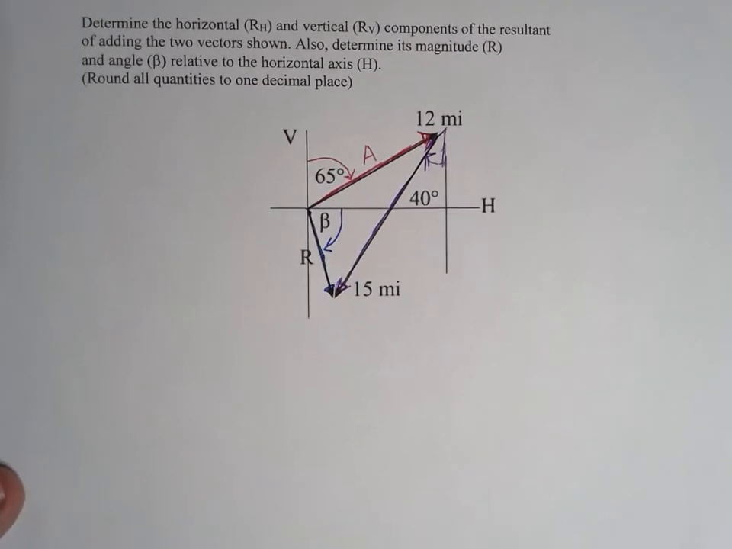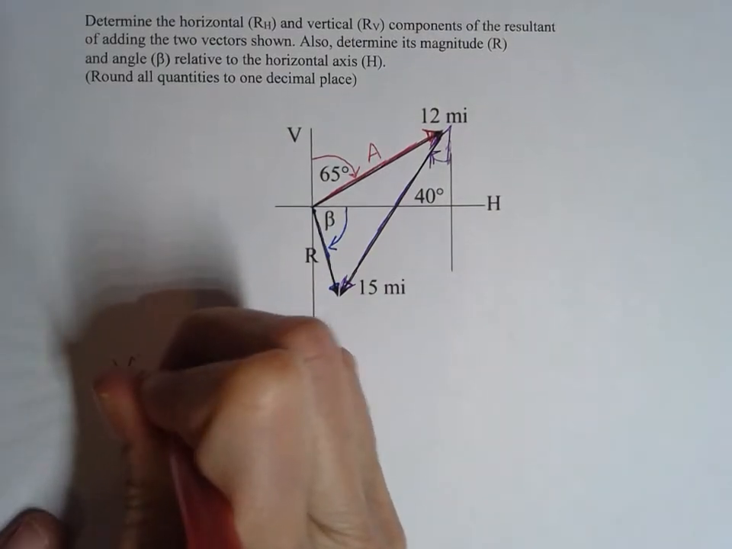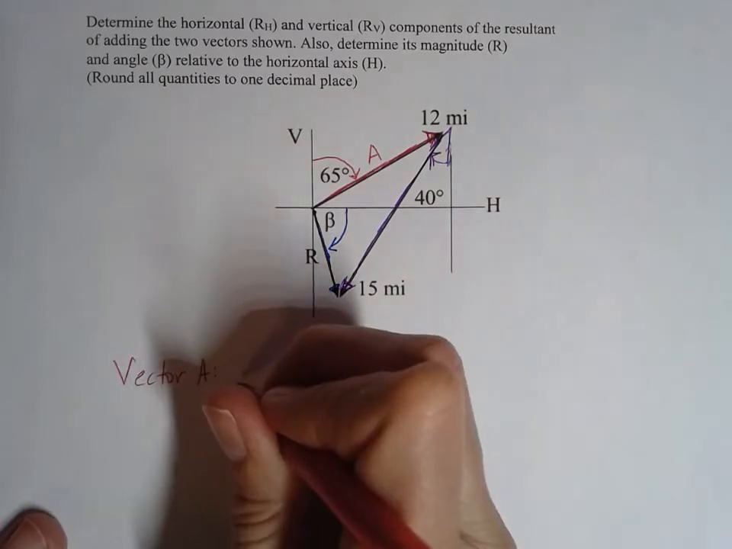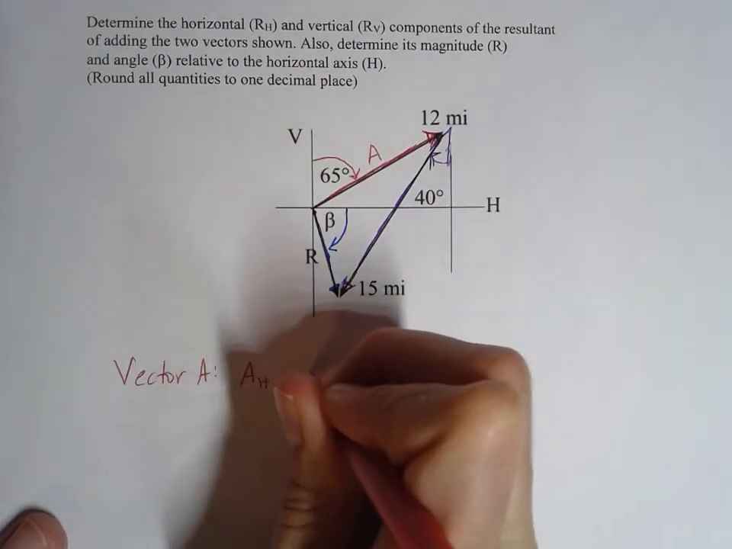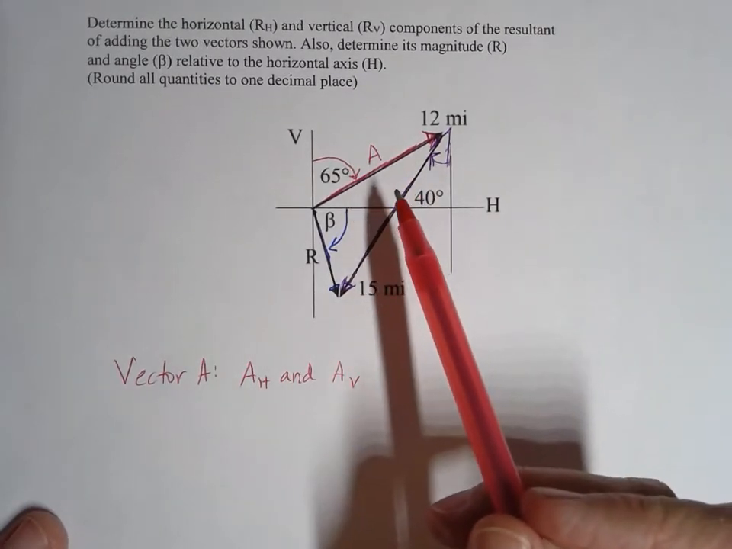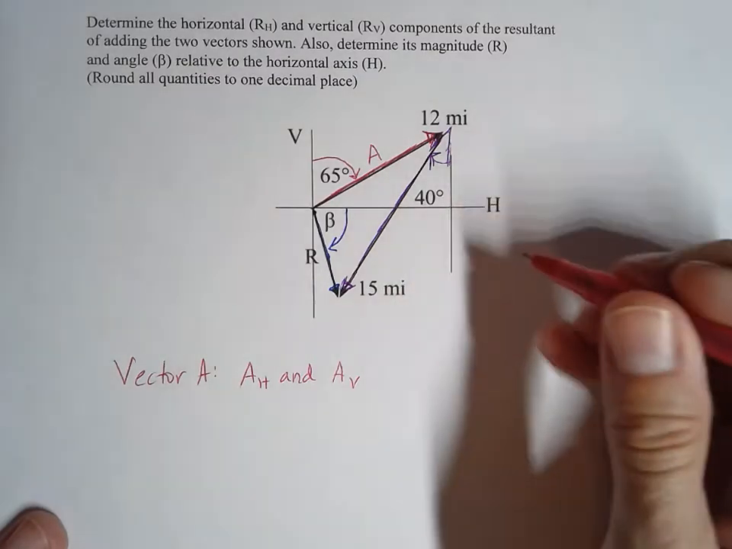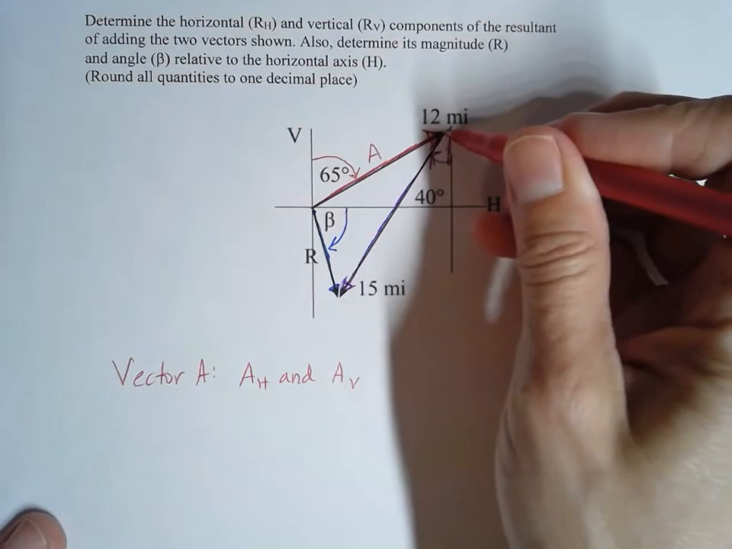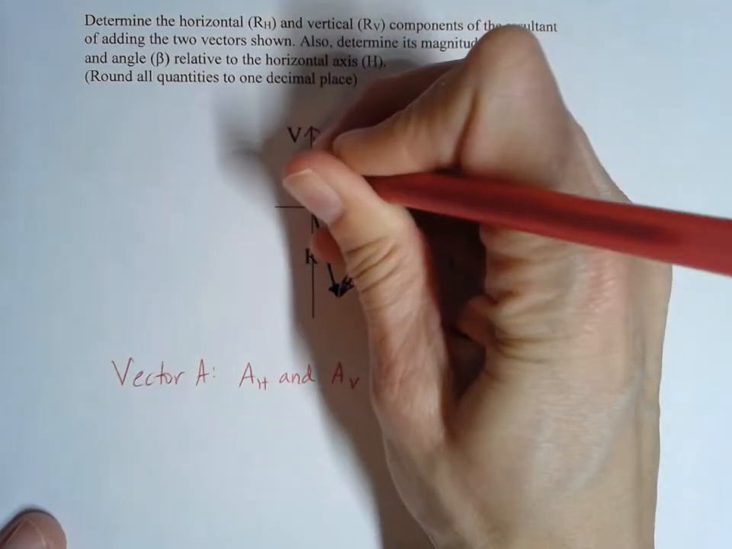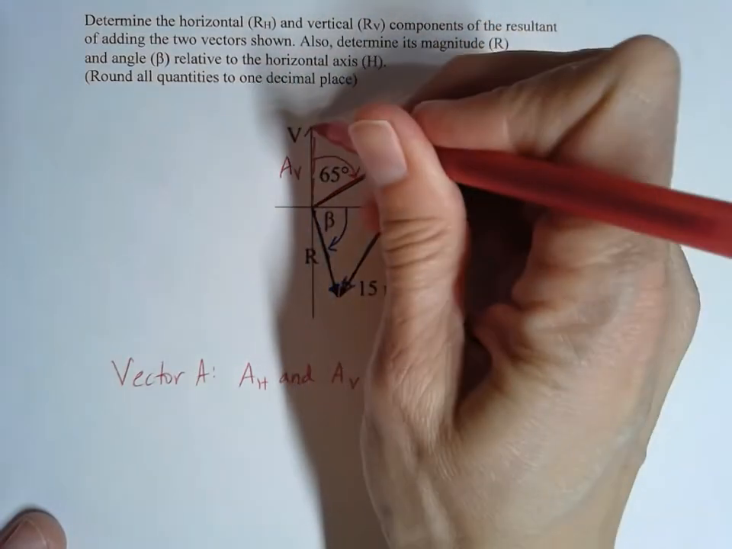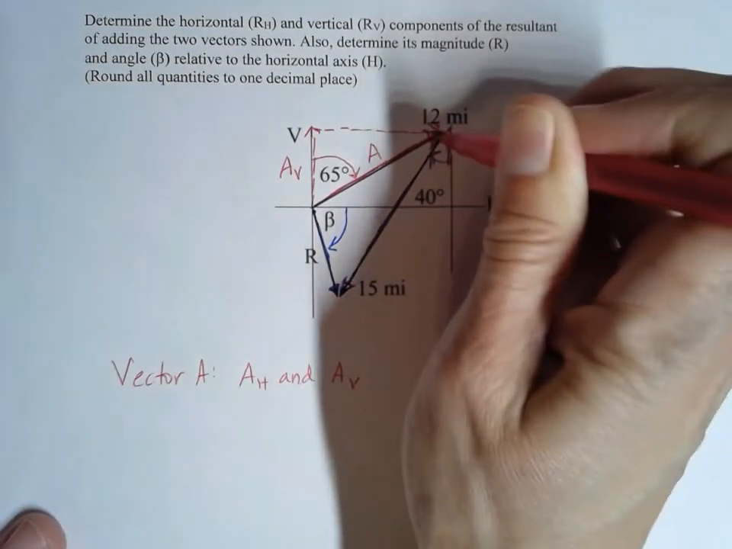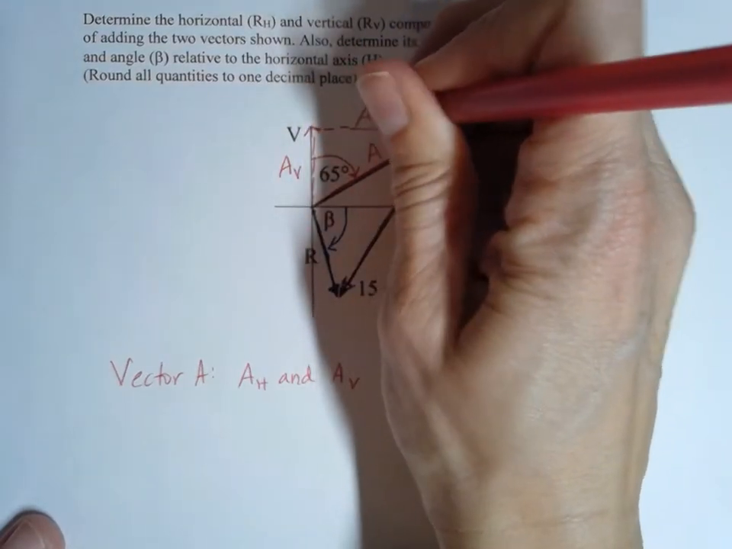Let's start with vector A. We're going to look at the horizontal and vertical components of vector A. So we're going to solve for A sub h and A sub v. The first thing I'm going to do is draw those components on here. I'm going to finish a triangle here. My vertical component is going to come up along this vertical axis. We'll call that A sub v. And the horizontal component is just going to go straight over to the end where A ends, and that's my A sub h, my horizontal.